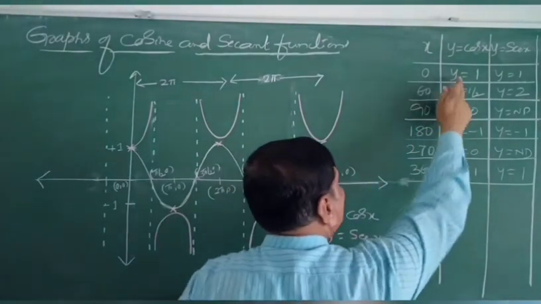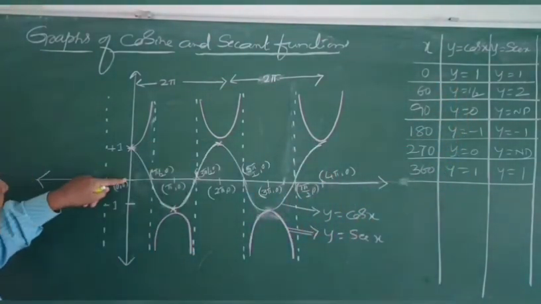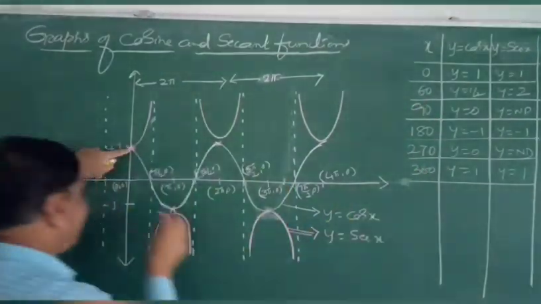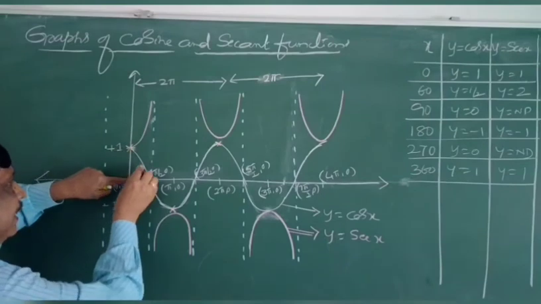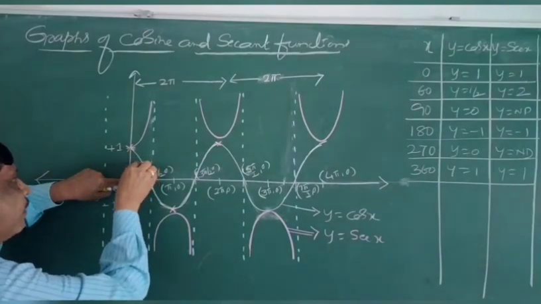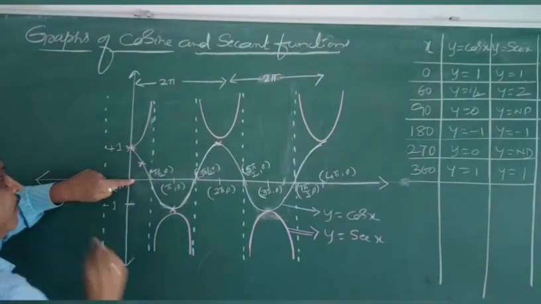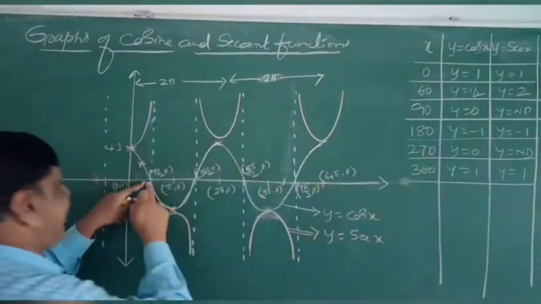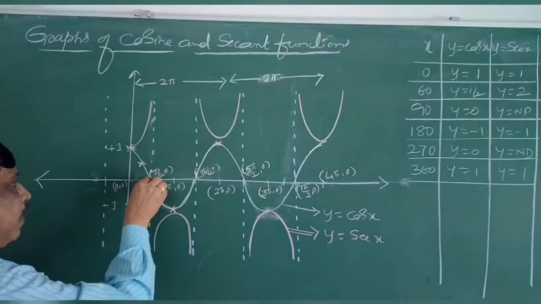When x is equal to 0, y equals 1. When x equals 60 degree, y is equal to half. Next, when x is equal to 90, y equals 0. So this is the point.